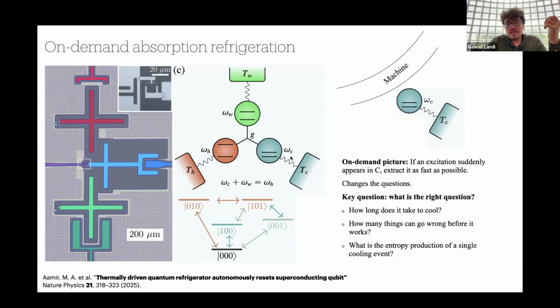Because it could be that I try to cool it and I fail. And this would be, I could actually heat up this device instead of cooling it. So what's the probability of heating up instead of cooling? And so on. So the questions change. And we've been thinking a lot in our group about what are the right questions to ask.